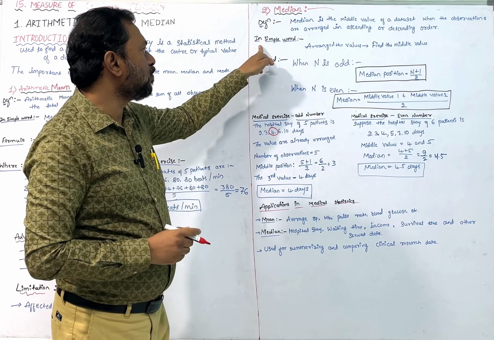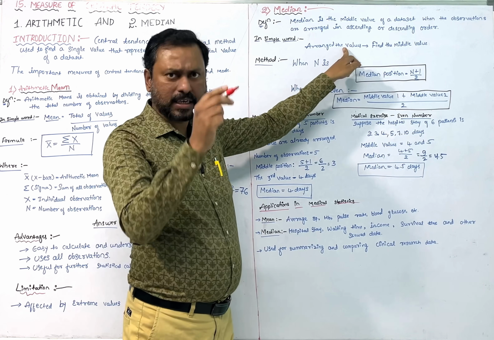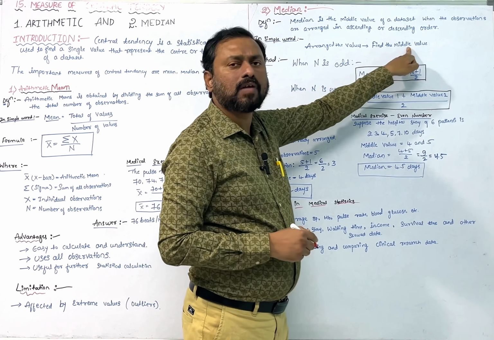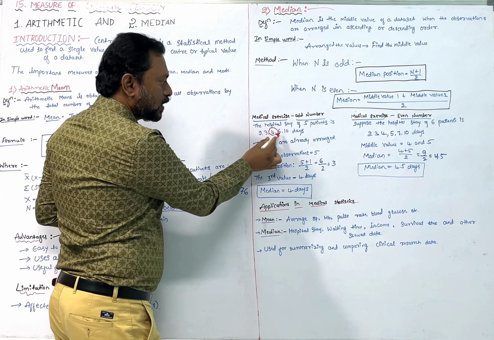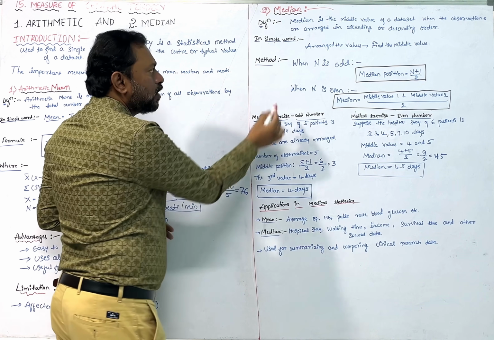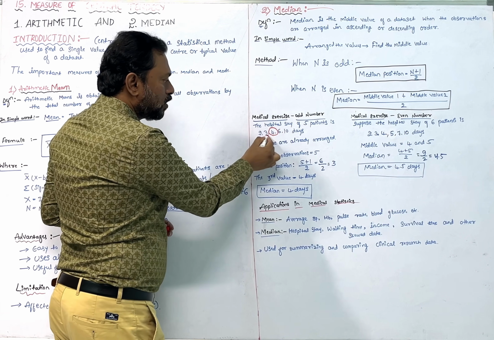In simple words, you arrange the values in ascending or descending order to find the middle value. Which one is the middle value? Like this ascending order: 2, 3, 4, 6, 10. This is the middle value. First we have to arrange the values, like 6 first, 3 second, like that.